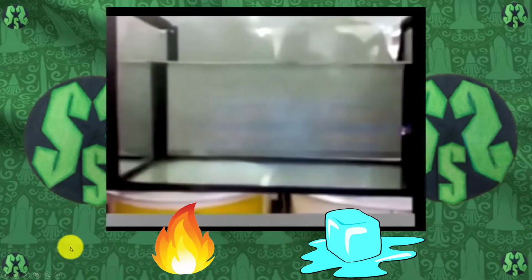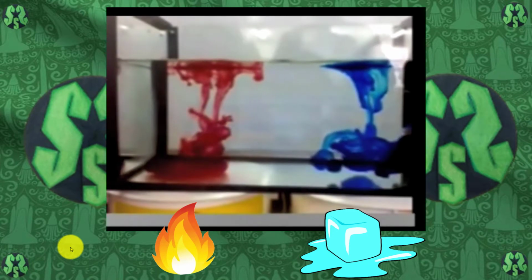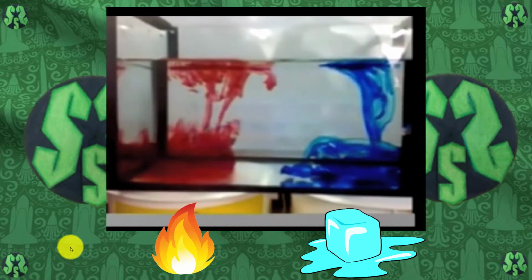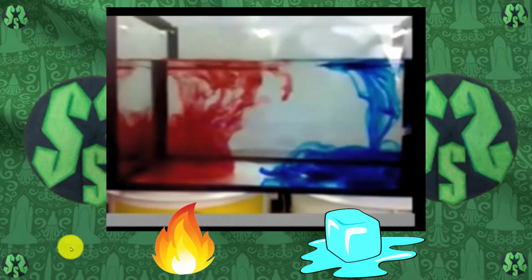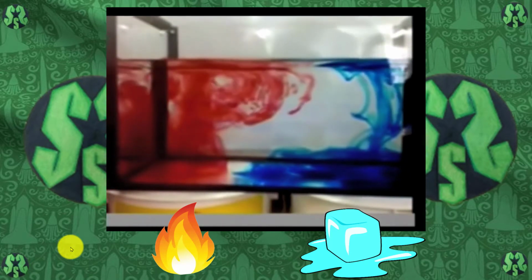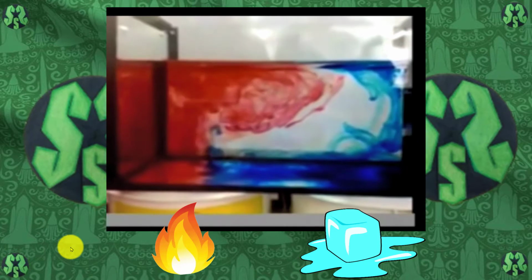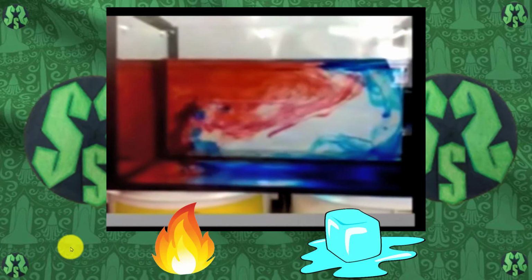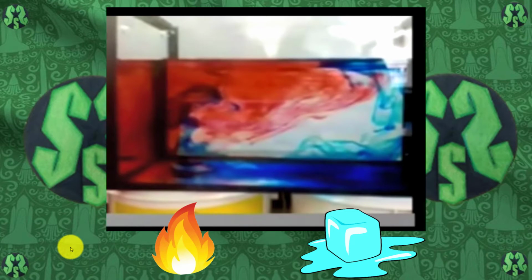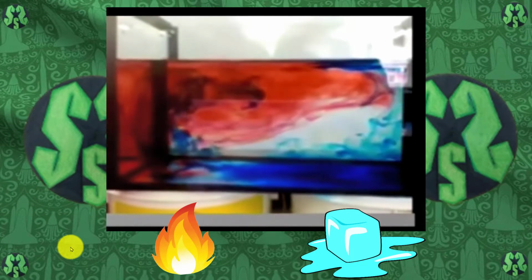Here's a clip showing convection. You have warm red water and colder blue water. Let's see how they interact. Notice the warmer red water rises quickly to the top, whereas the colder blue water sinks to the bottom. The colder blue water sinks to the bottom, pushes the warmer red water out of the way. Convection.